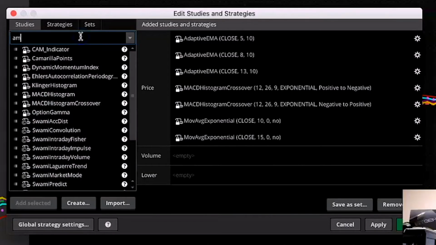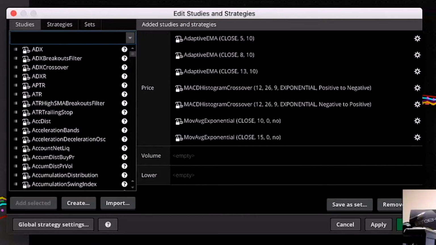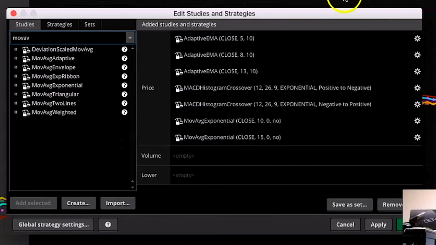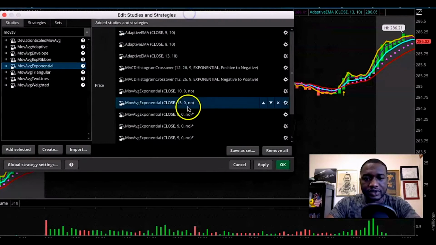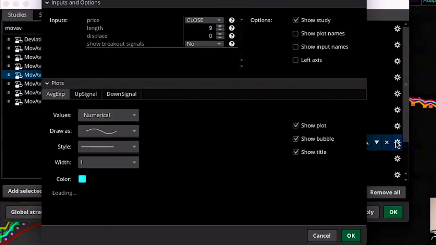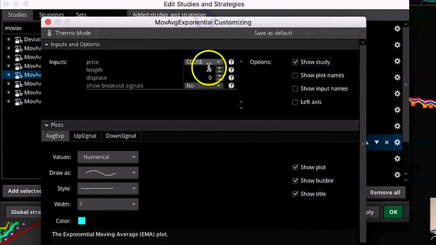Just give me a second here. So we're going to go to edit studies, that's the cup-looking icon on TOS, Thinkorswim. Then the exponential moving average. So we're gonna add 3, 1, 2, 3. Okay, so it will be right here. This first one, we're gonna change to the number 50 because we want the 50 moving average.